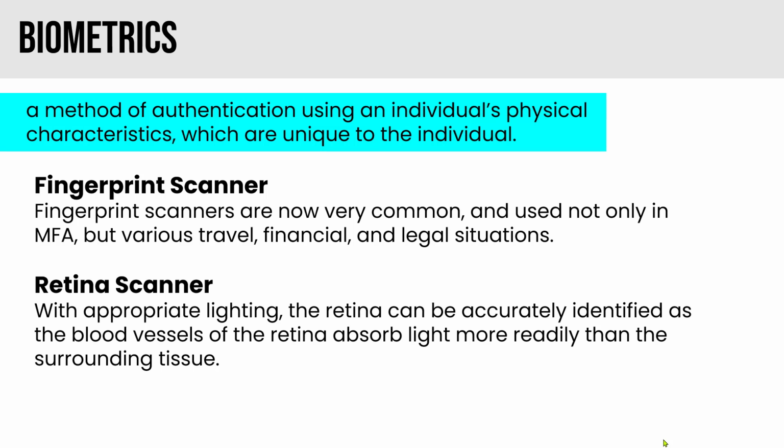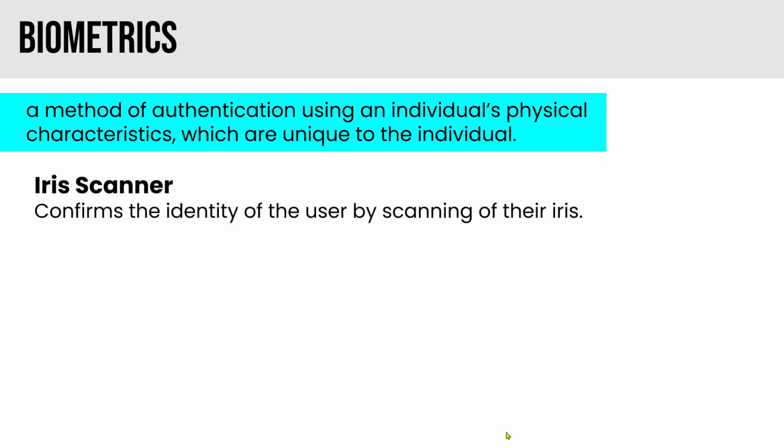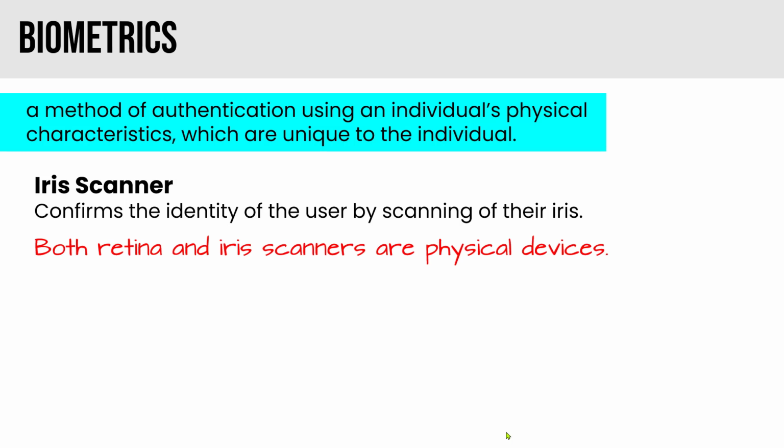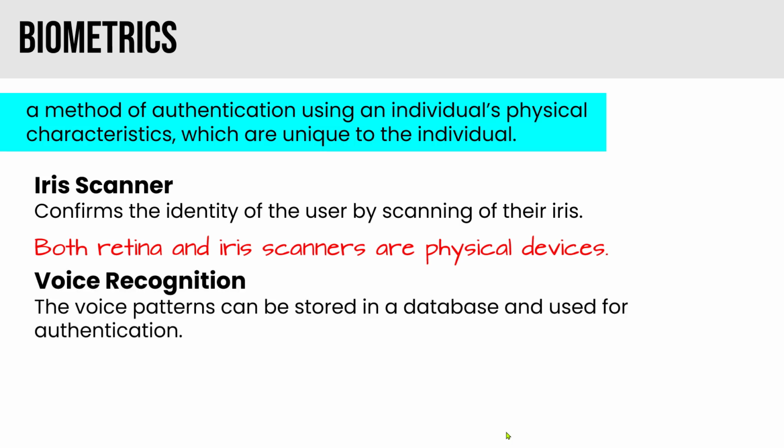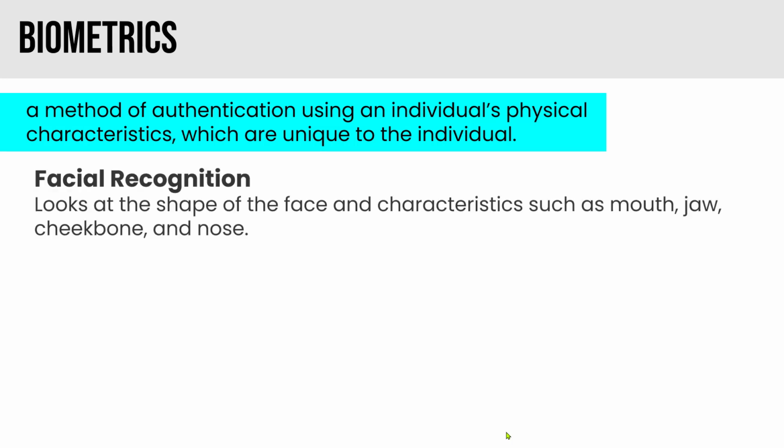A retina scanner, which works with your eye, of course, and with appropriate lighting, the retina of the eye can be accurately identified as the blood vessels of the retina absorb light more readily than the surrounding tissue. Then there's the iris scanner that confirms the identity of the user by scanning the iris of their eye. Both retina and iris scanners are physical devices. Then there's voice recognition, where the voice patterns of a person can be stored in a database and used for authentication.